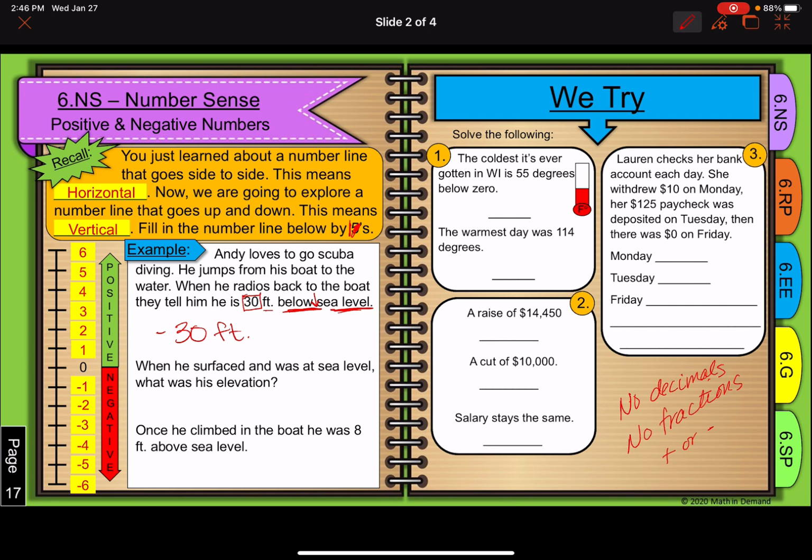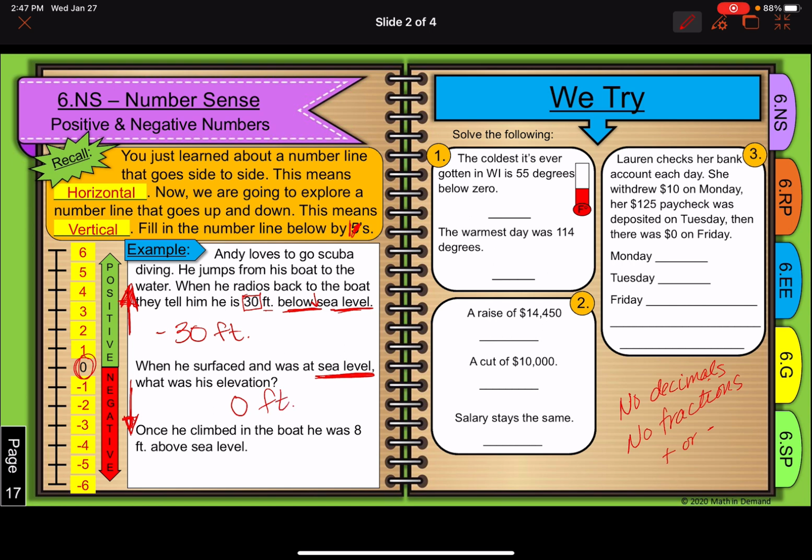But if you look at the next question, it says when he surfaced, he was at sea level. What was his elevation? Well, you have above sea level, below sea level, and then you just have sea level itself. Think of your number line. You have above, and this is above 0. And then you have below, and this is below 0. And then you have 0. 0 is just kind of its own spot. It's that halfway point in between those positives and negatives. So in this case, sea level is an elevation of 0 feet.